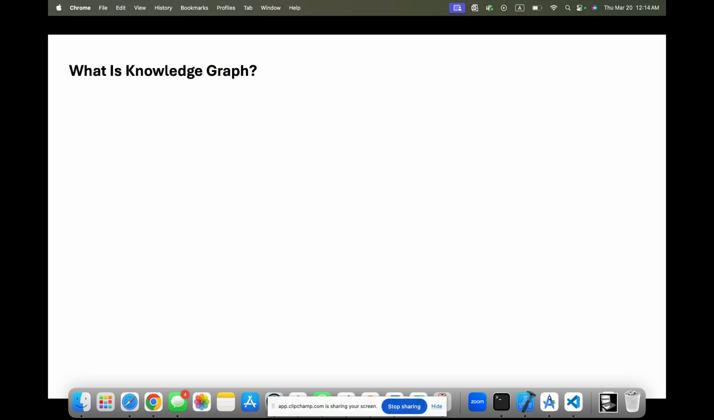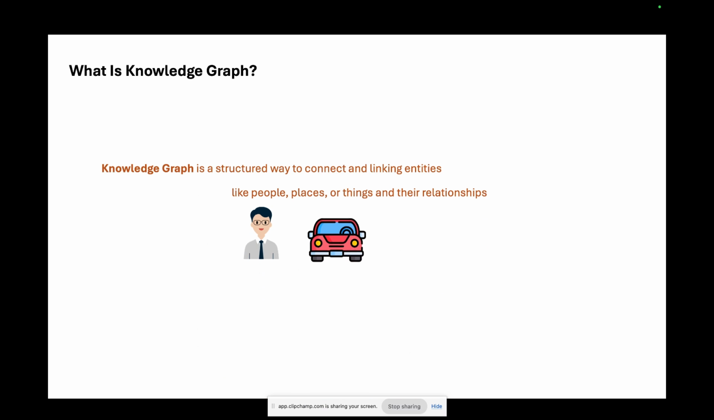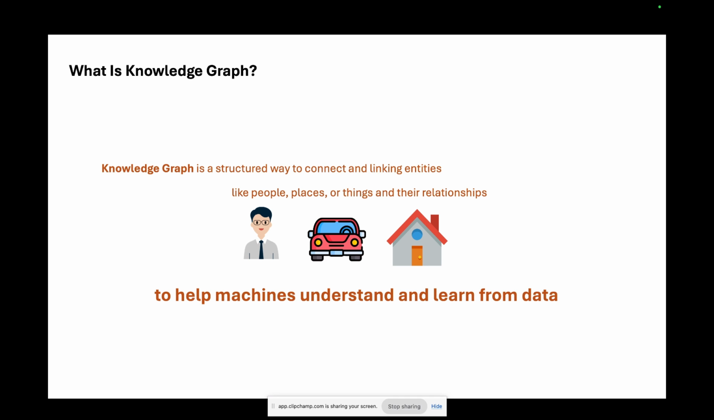Hello everyone. Before we implement a knowledge graph, there are some very basic concepts we need to understand first. We need to know what a knowledge graph is and what the ultimate goal of building it is. So let's start with the basic definition. A knowledge graph is a structured way to connect and link entities like people, things, and places. Basically, we are helping the machine understand and learn from the data we are linking together.